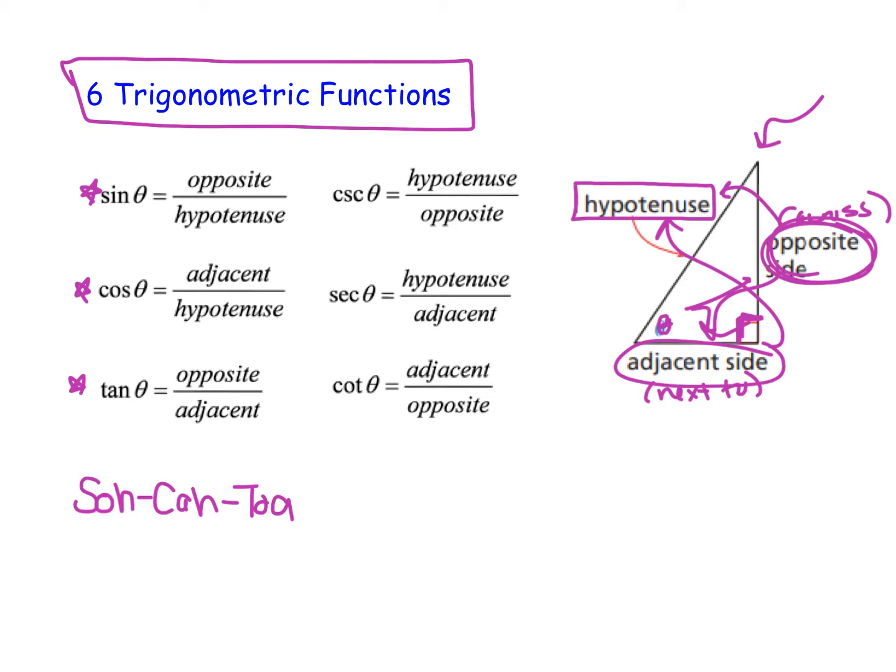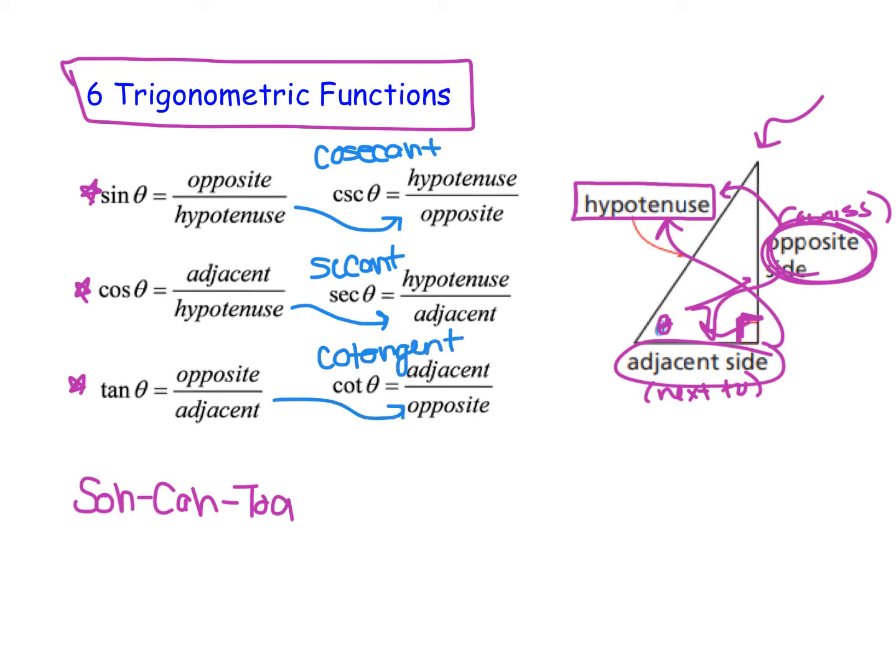Now today we're going to add in 3 more ratios. We're going to add in CSC, which stands for cosecant. And essentially all cosecant is the sine ratio flipped. So you'll notice this is hypotenuse over opposite. We then have SEC, which stands for secant, which is hypotenuse over adjacent, so it's just the reciprocal of cosine. And then we have cotangent here, COT, and that one is the reciprocal of the tangent function, so now it's adjacent over opposite.